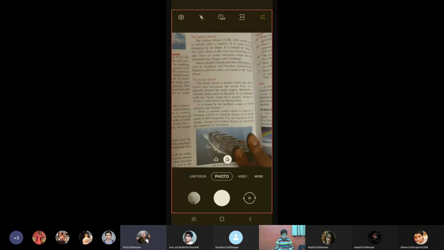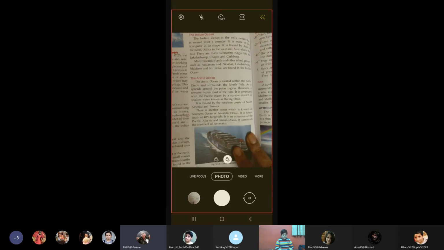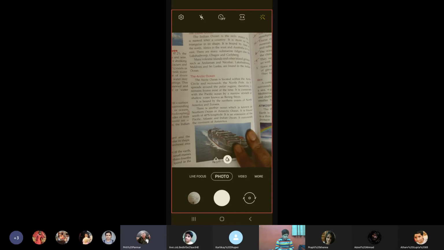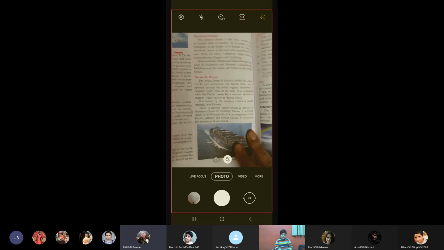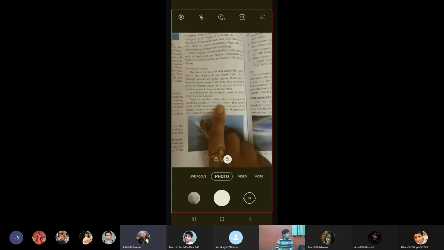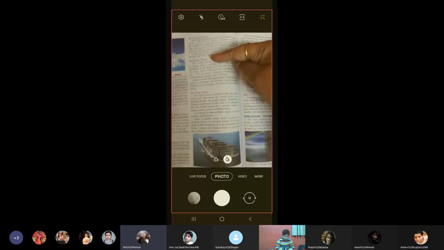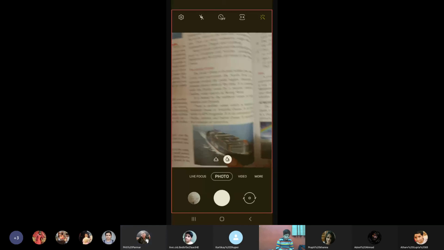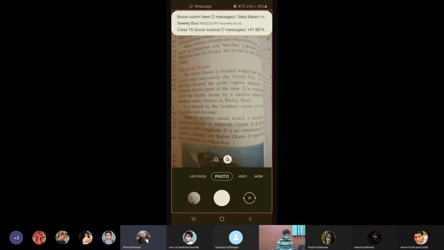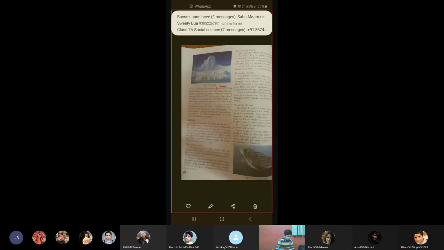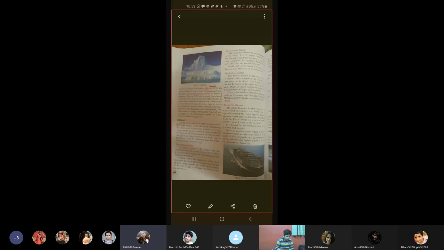There is another ocean which is known as Southern Ocean or Antarctic Ocean. See, they have incorporated it here only. They have told about the Southern Ocean. Now, Arctic Ocean is in the northern part of the earth. Southern Ocean is in the southern extreme side. Okay. Now, it is bounded by northern coast of North America and Eurasia. Sorry. There is another ocean which is known as Southern Ocean or Antarctic Ocean.